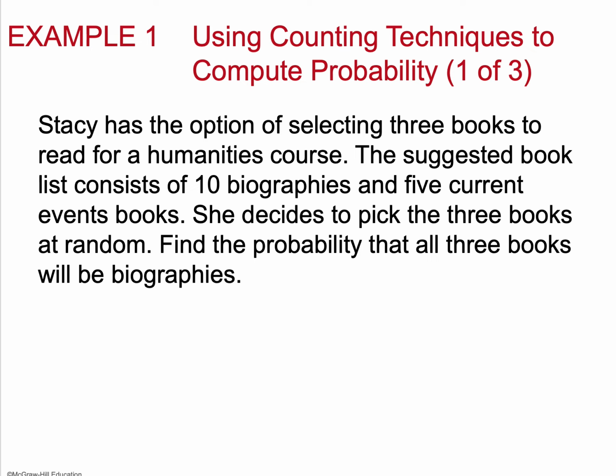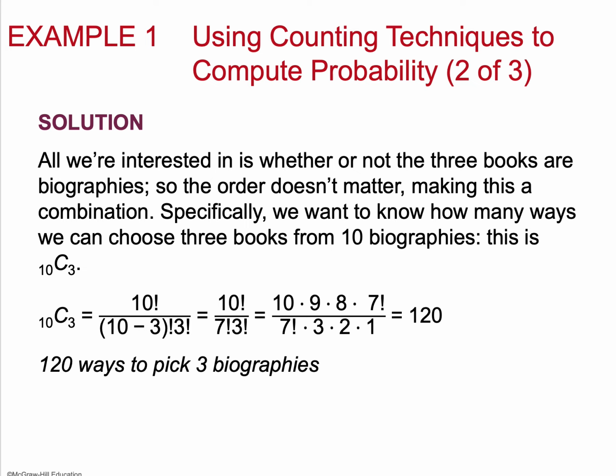In this example, Stacy has the option of selecting 3 books to read for a humanities course. The suggested list has 10 biographies and 5 current event books, so that's 15 total things she can choose from. She decides to pick 3 books at random. Find the probability that all 3 books will be biographies.